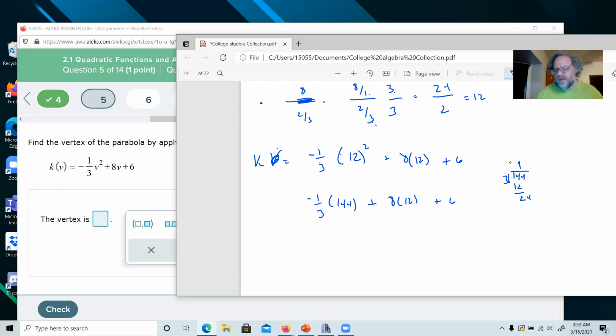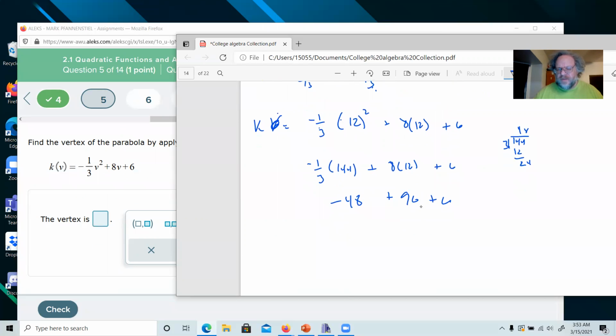Oh, wait, no, is that right? Yeah, that's 24, 3 times 48, there we go. Negative 48 plus 96 plus 6. Okay, negative 48 and 96. What is that going to be? That's going to be 48, plus 6, and then we have 54. Okay, so our vertex should be 12, 54. Hopefully I didn't lose a sign in there, but 12, 54.